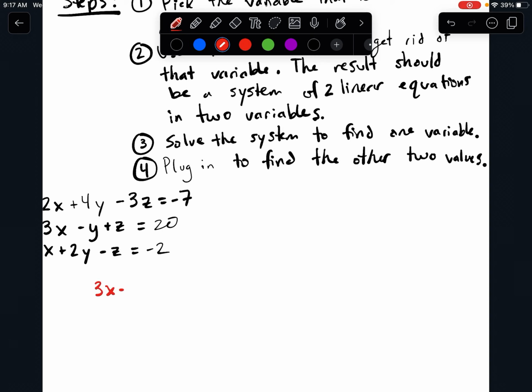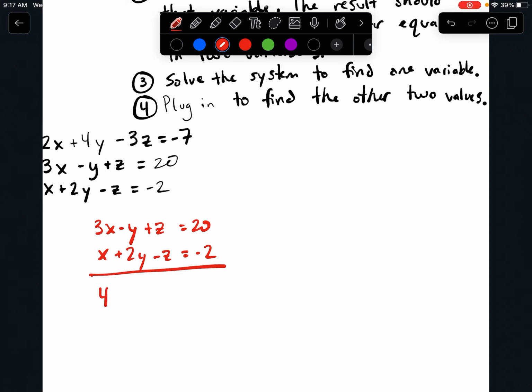So we're going to take the 3x minus y plus z equals 20. And we're going to take the x plus 2y minus z equals negative 2. All right, so I'm choosing the second and the third equations to work with. Now, luckily, the plus z and the minus z are always going to cancel out. So I can just add these together using elimination. And now we get 4x plus y equals 18. All right, so this is one of my linear equations in 2 variables, right? We have no more z's, we just have x and y.